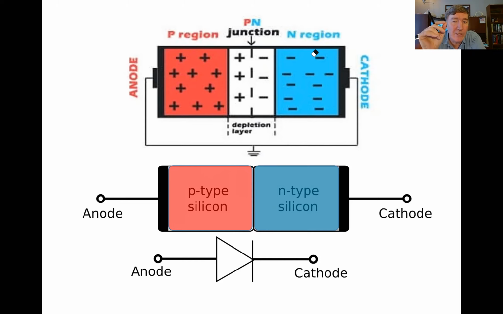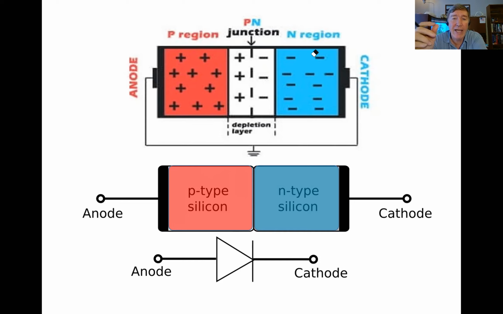Now, because we have this thin layer of pure silicon, and pure silicon is a good insulator, that means electricity cannot flow, right? So what we have here is a diode that's just sitting there. Now, it hasn't been hooked up to electricity yet.